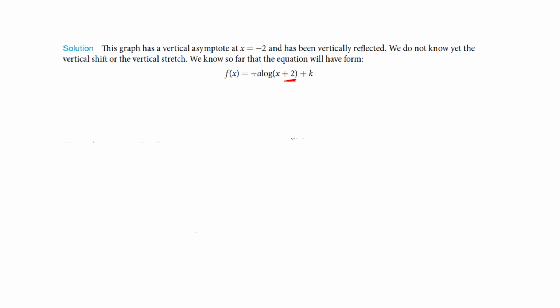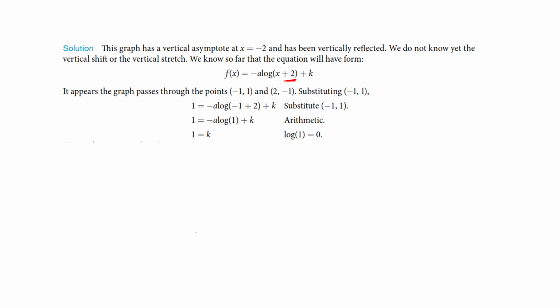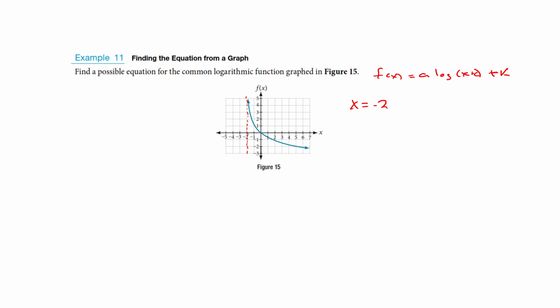Now, I have an equation here, but I don't know anything about stretches. I don't know anything about up or down, and there's really no way to read that because of the weird shape of the logarithmic function. It's really difficult. So what they've done here is they've found 2 points where they're clearly crossing the graph. 2 clear points from the graph, other than the origin, I believe. So -1, 1, and 2, -1 seem to be points that clearly cross the graph.